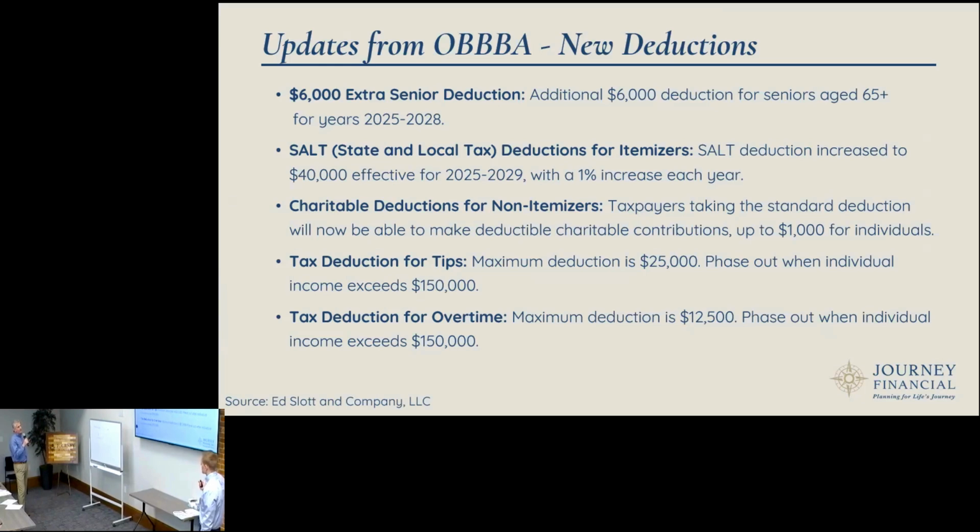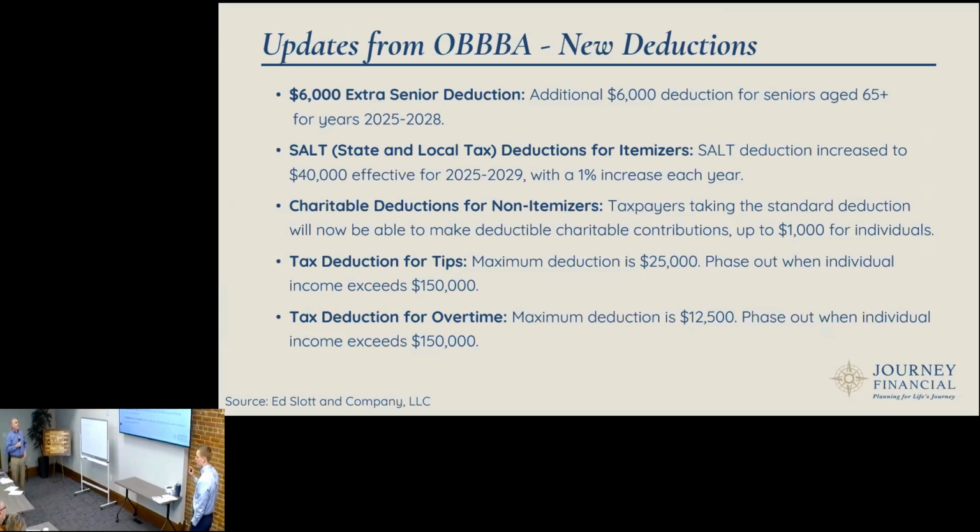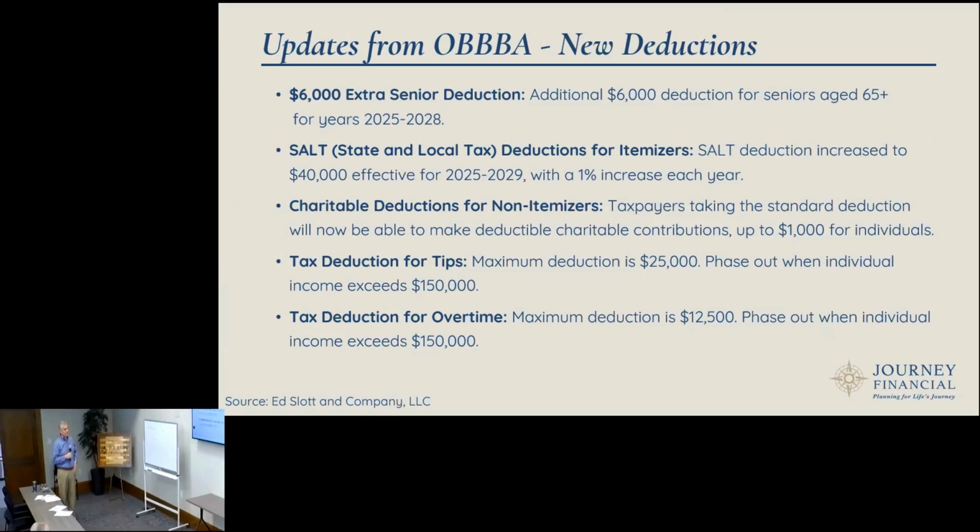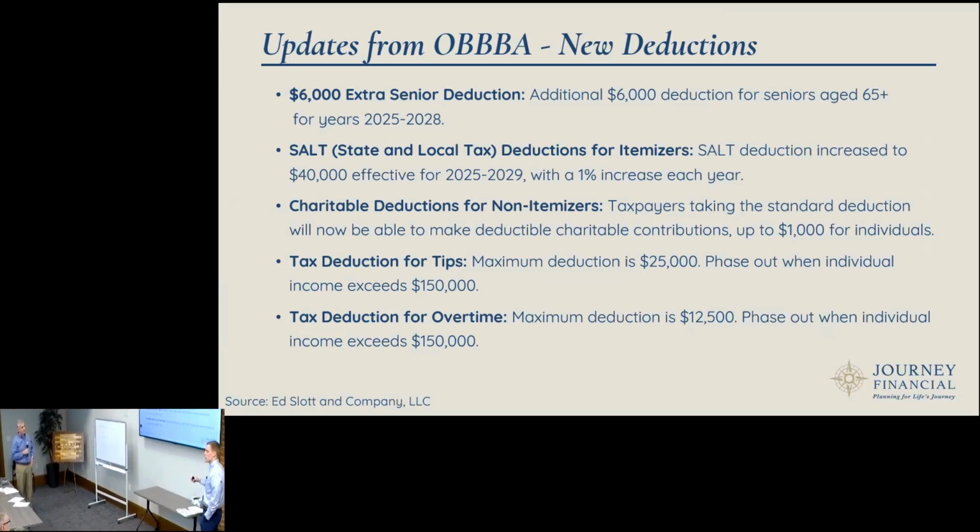A couple other big ones: tax deduction for tips and tax deduction for overtime. They both have phase-out limits, and they both have the same phase-out. If your income as an individual exceeds $150,000, you no longer get the deduction. But for tax on tips, you get a deduction of up to $25,000. There's actually a new line on the tax return that shows income associated with tips, and that's how they distinguish what that tip income looks like.